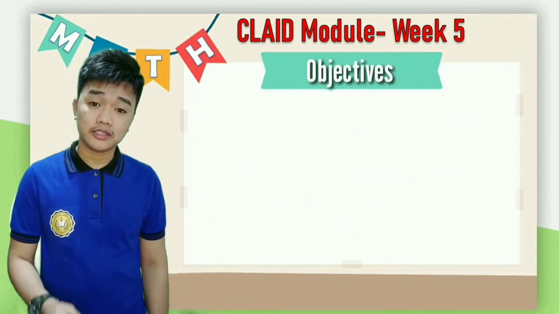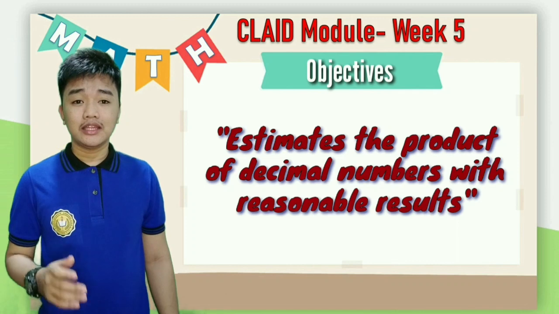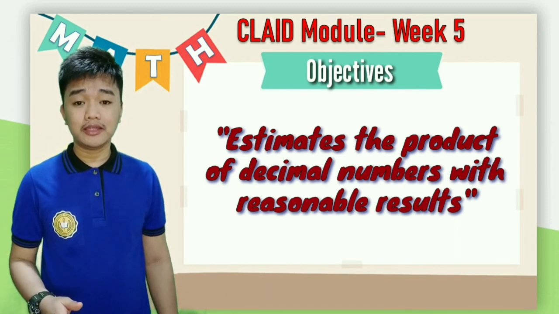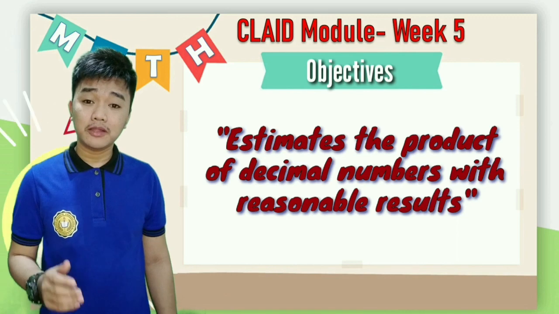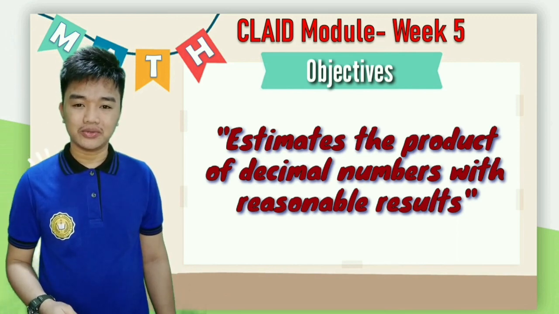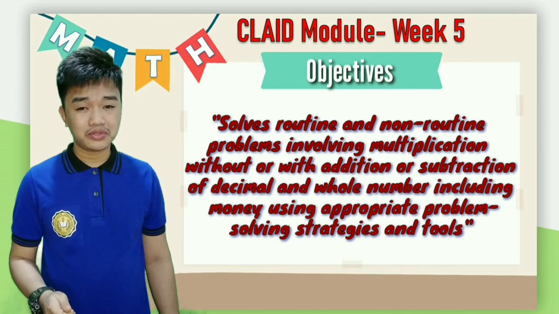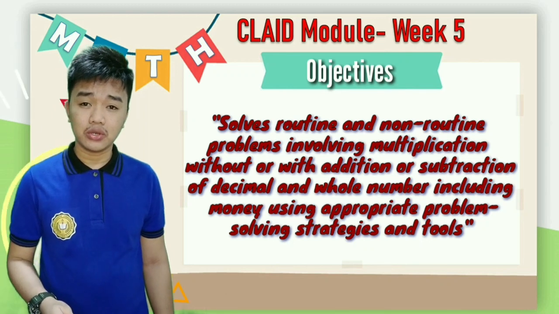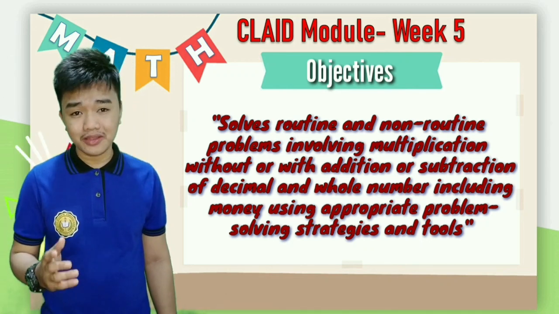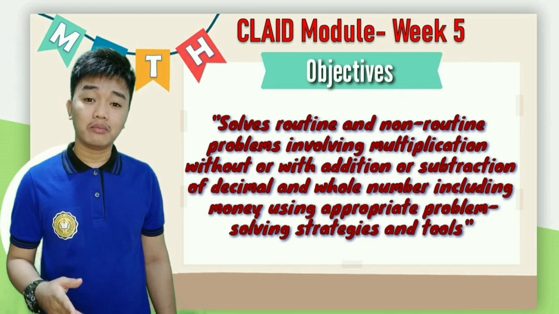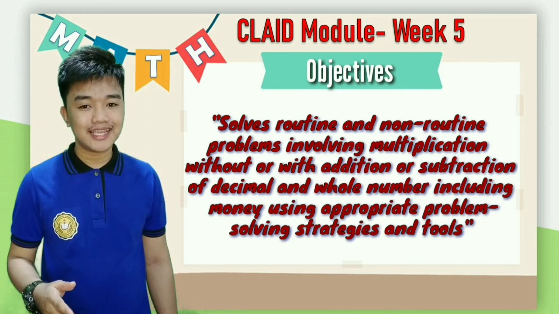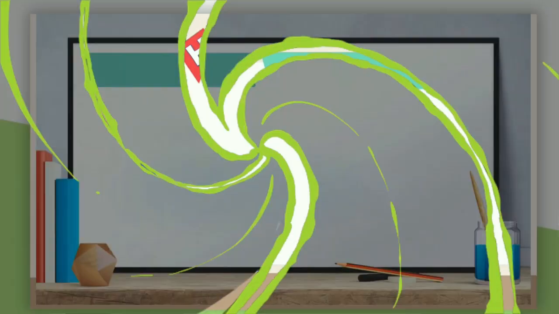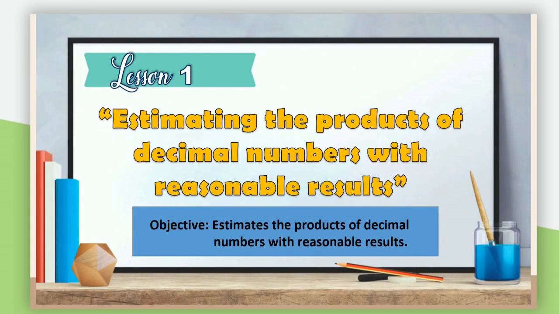For this week's objectives, at the end of the lesson, the learners are expected to estimate the product of decimal numbers with reasonable results, and solve routine and non-routine problems involving multiplication without or with addition or subtraction of decimals and whole numbers, including money, using appropriate problem-solving strategies and tools. Lesson 1. Estimating the products of decimal numbers with reasonable results.